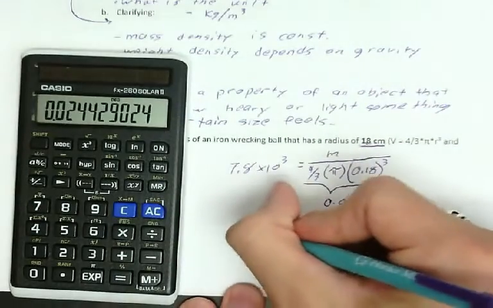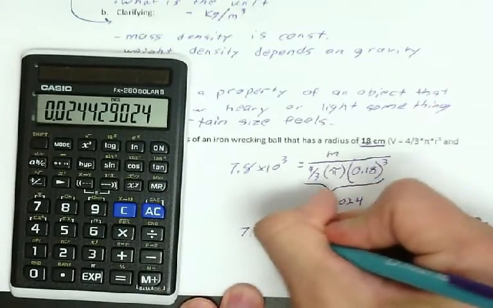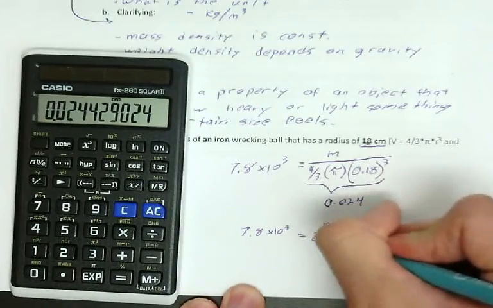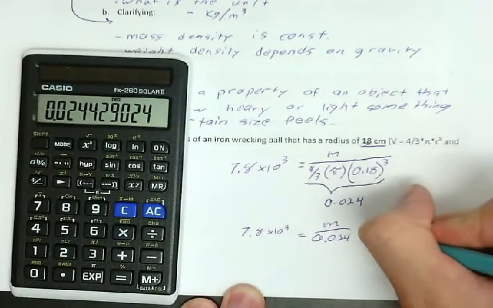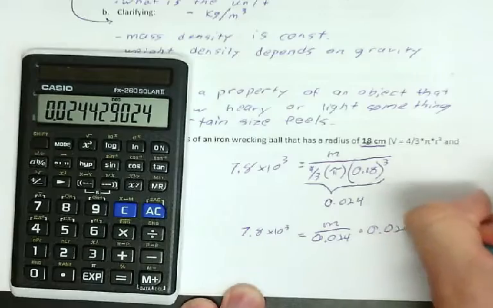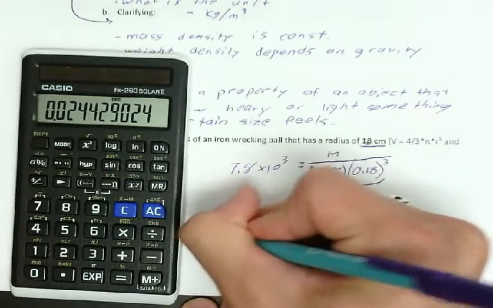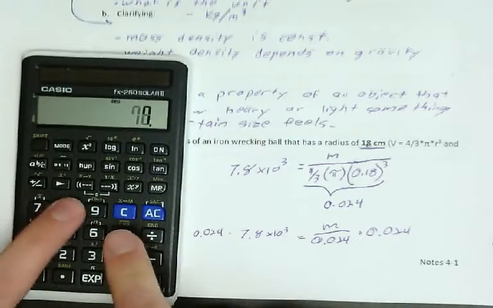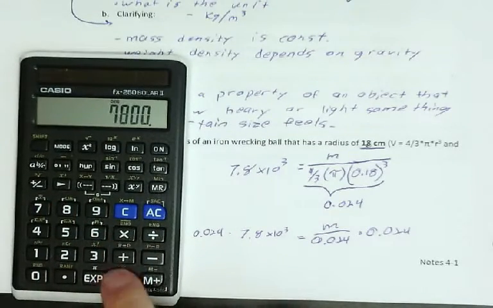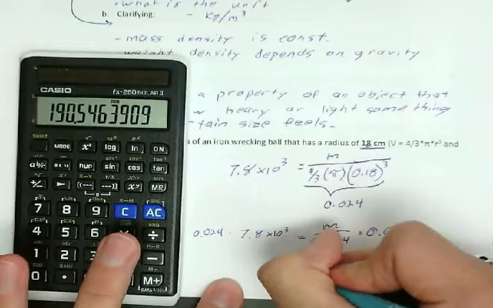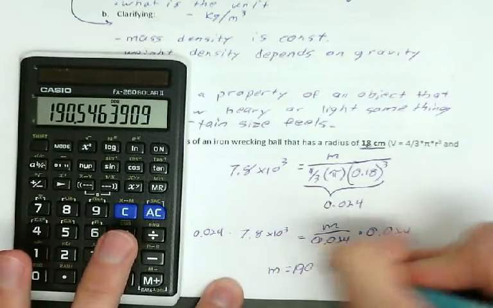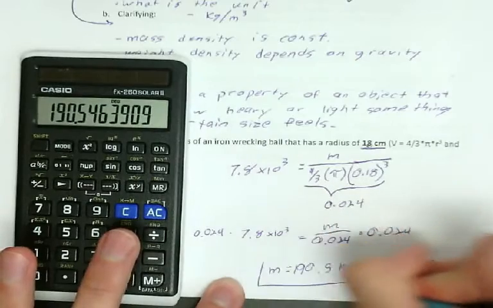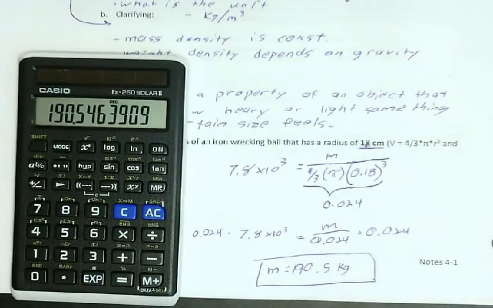We're going to multiply that number to both sides. 7.8 times 10 to the third equals m over 0.024. Multiply that number to both sides. And we get mass equals 190.5. That's fine. You probably rounded, or I rounded. Somebody rounded.